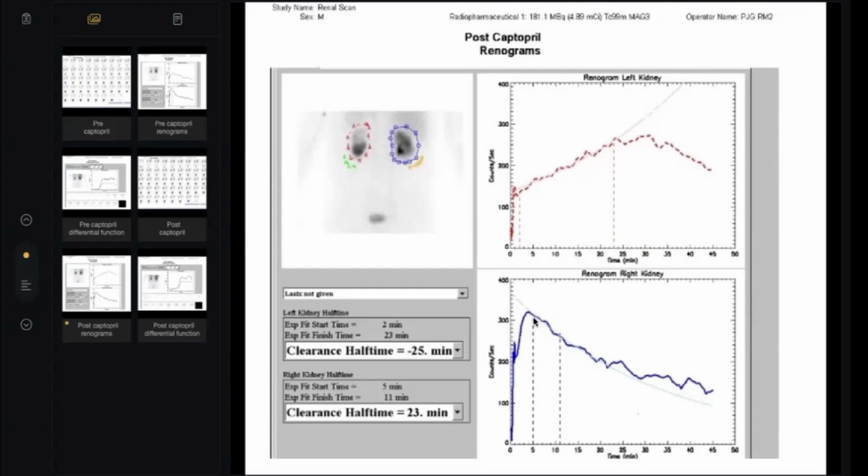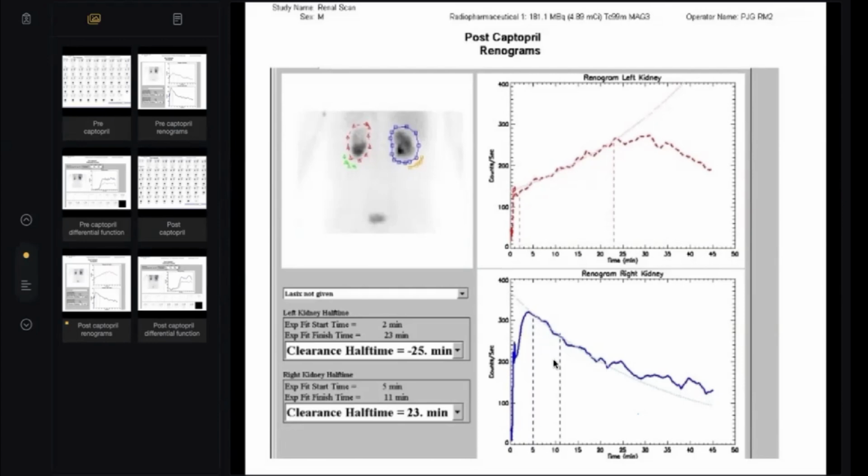Okay. What happened here? The shape of the curve. This is the normal one. 5 minute time to peak, and then the decline of this denotes excretion. First parameter: time to peak, 5 minutes.